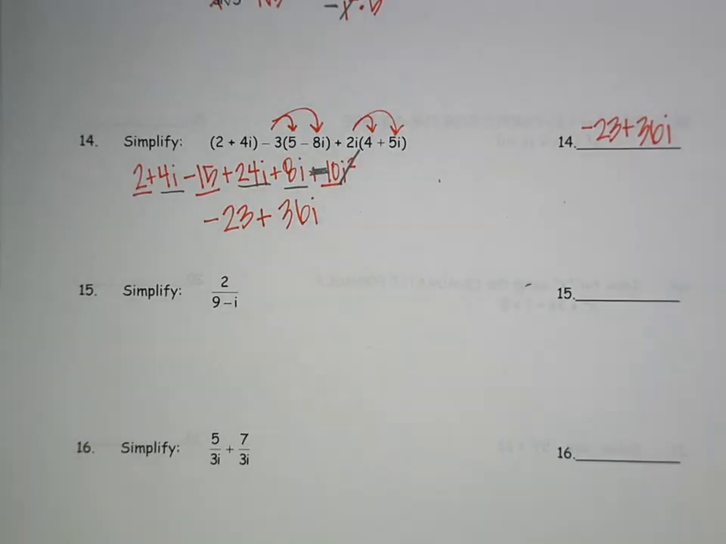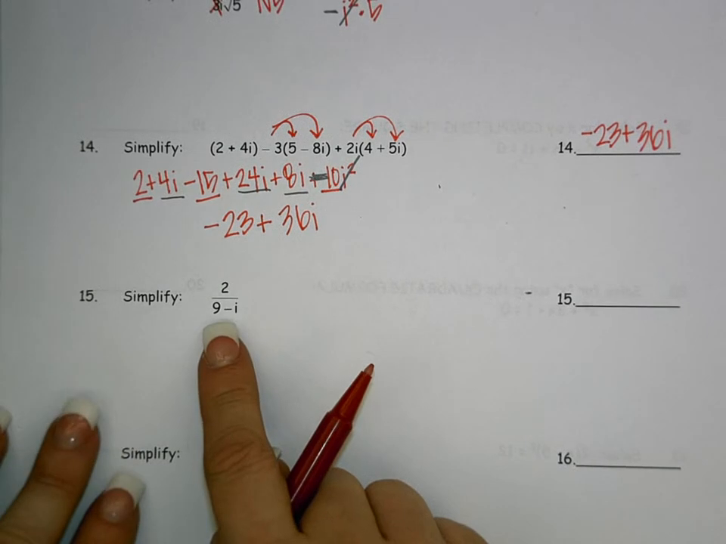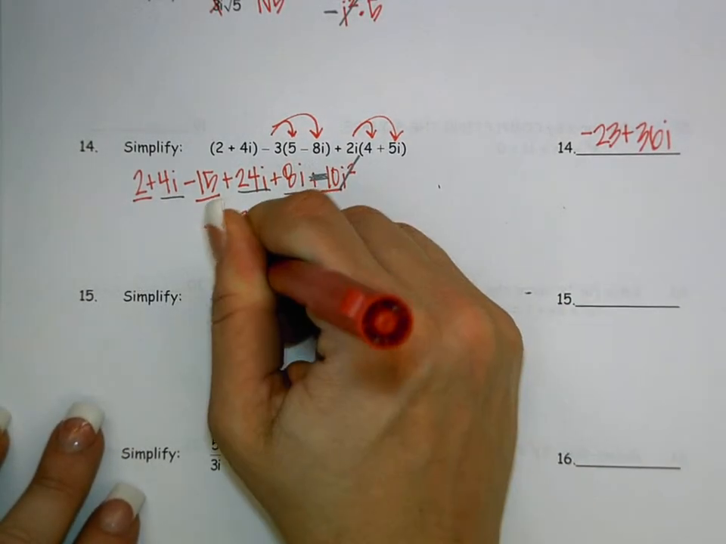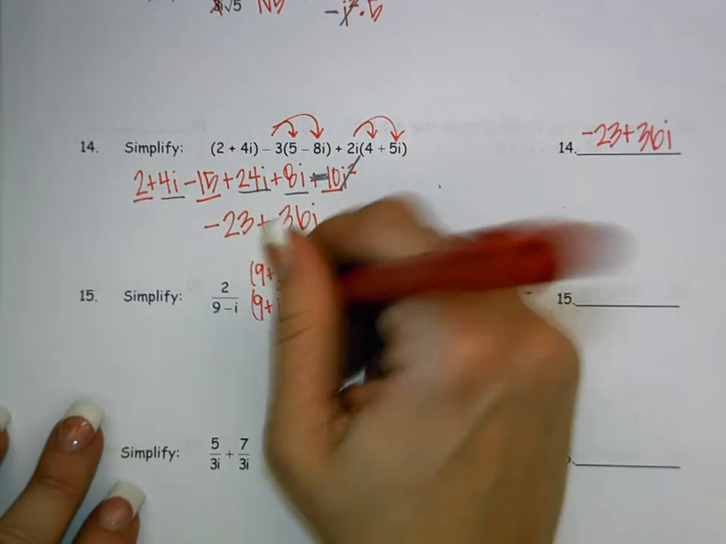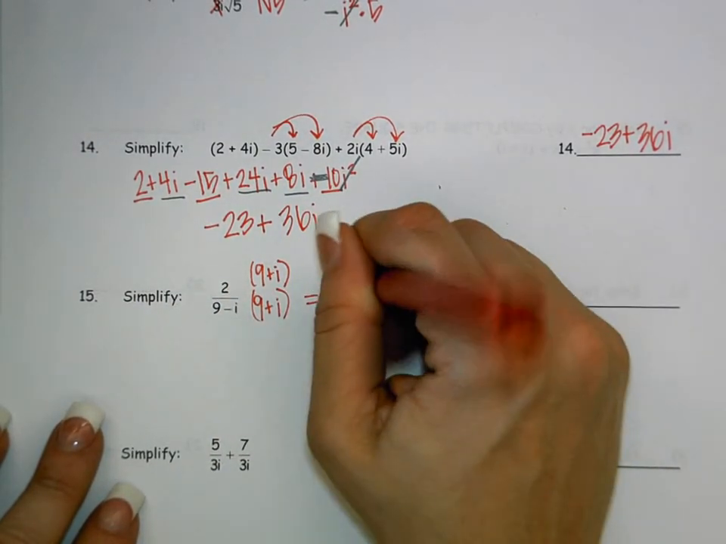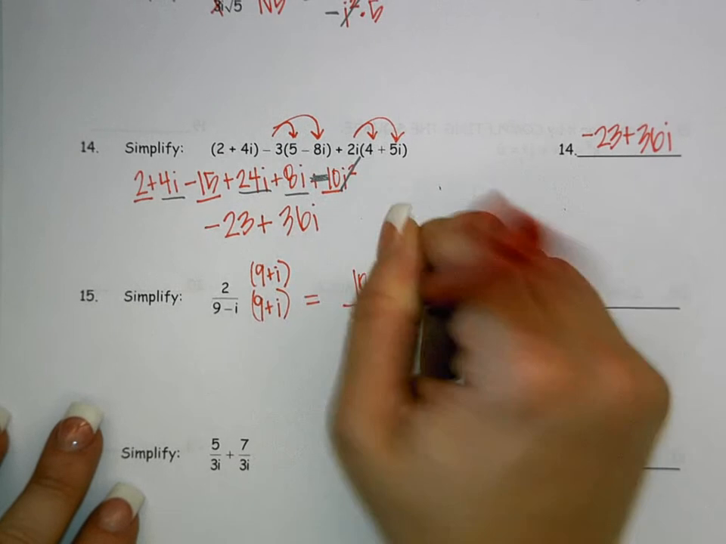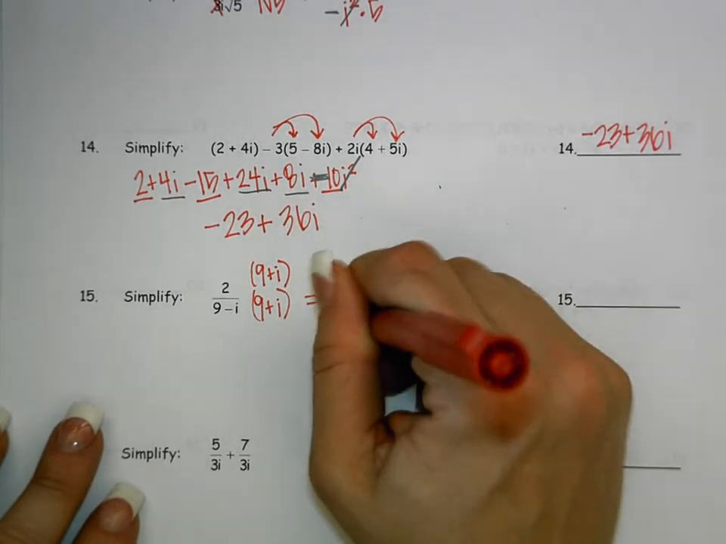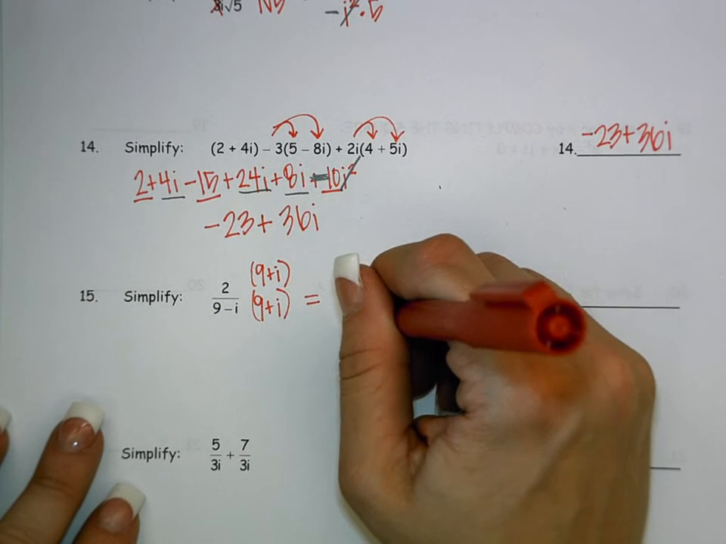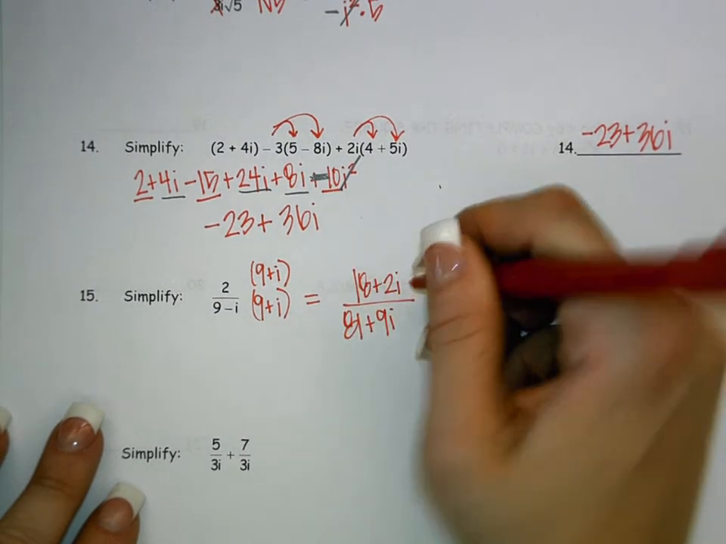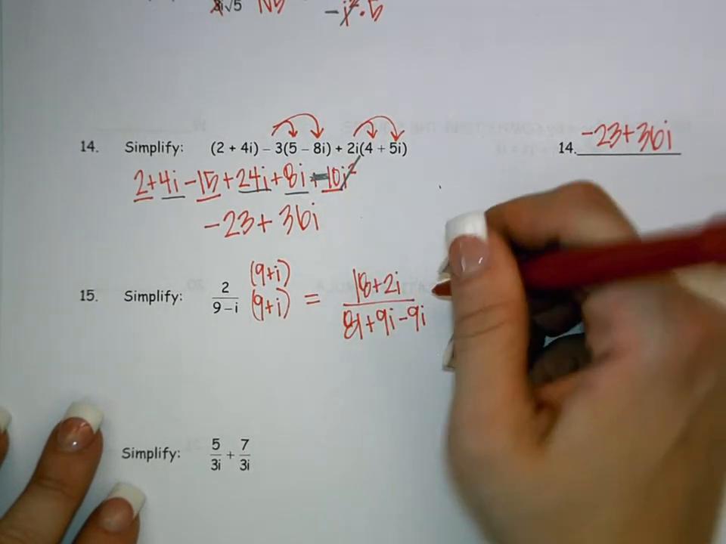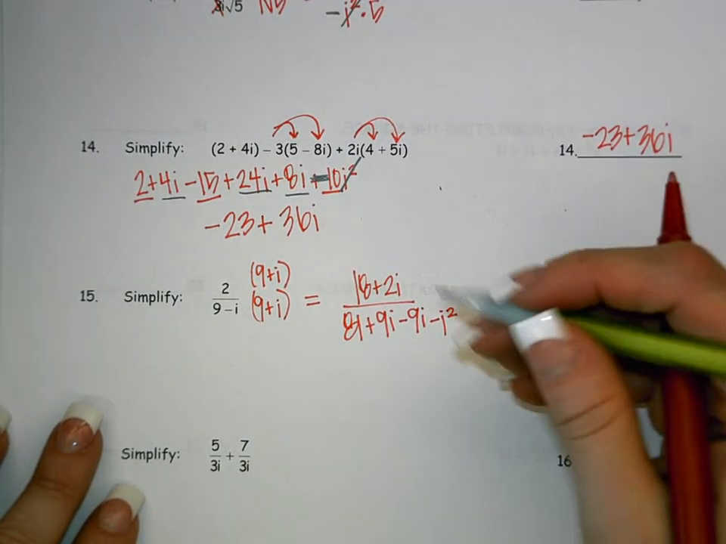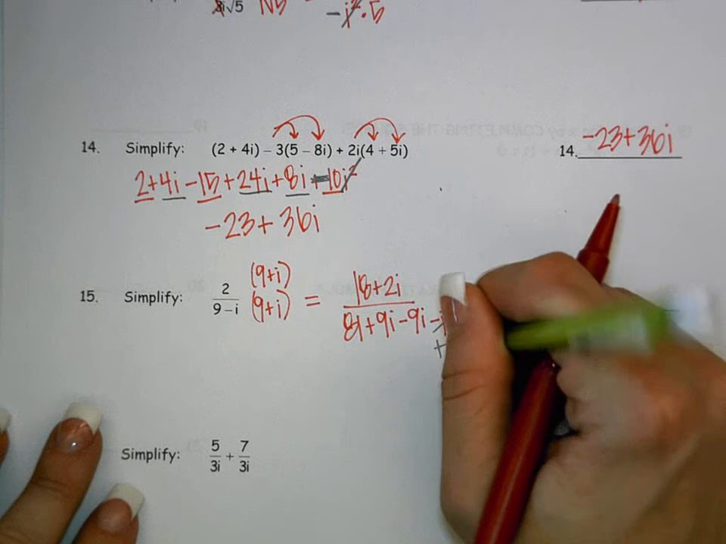For number 15, to rationalize the denominator, you multiply by the conjugate, so that's going to be 9 plus i. Multiply in both the top and the bottom. In the numerator, distribute, so 18 plus 2i. In the denominator, you have to FOIL. First times first gives you 81. Outsides is plus 9i. Insides is minus 9i. And last is negative i squared. Negative i squared is going to turn into a plus 1.